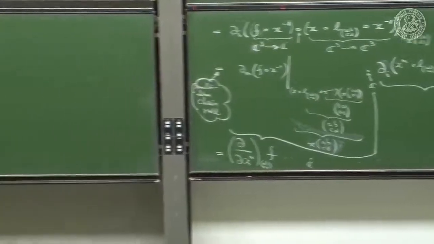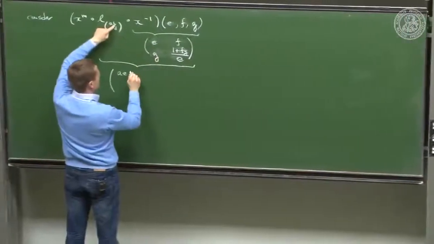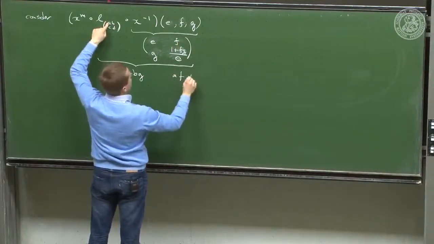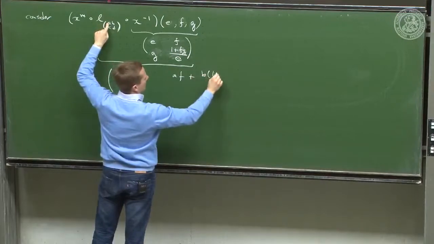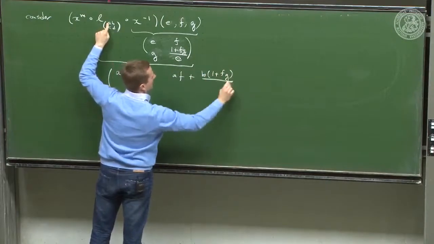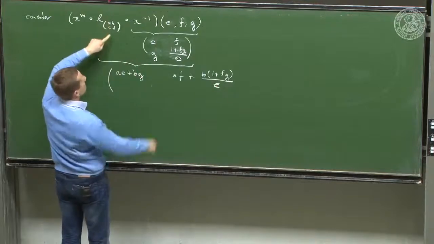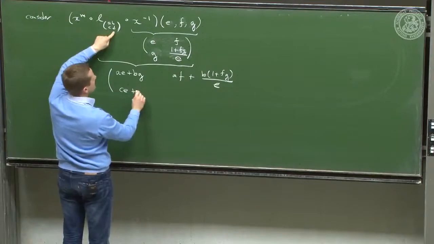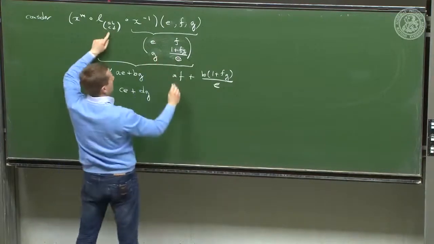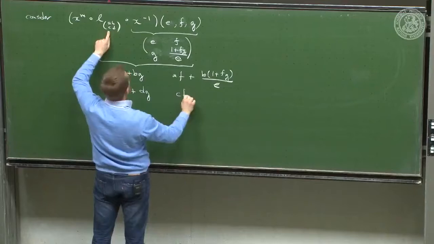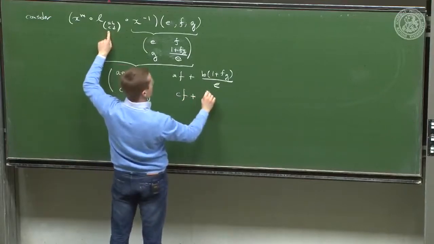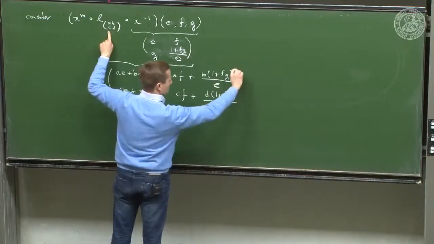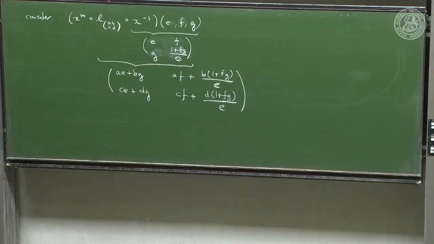Okay, so AE plus BG, AF plus B times 1 plus FG over E, CE plus DG, CF plus D times 1 plus FG over E. Correct? Good.